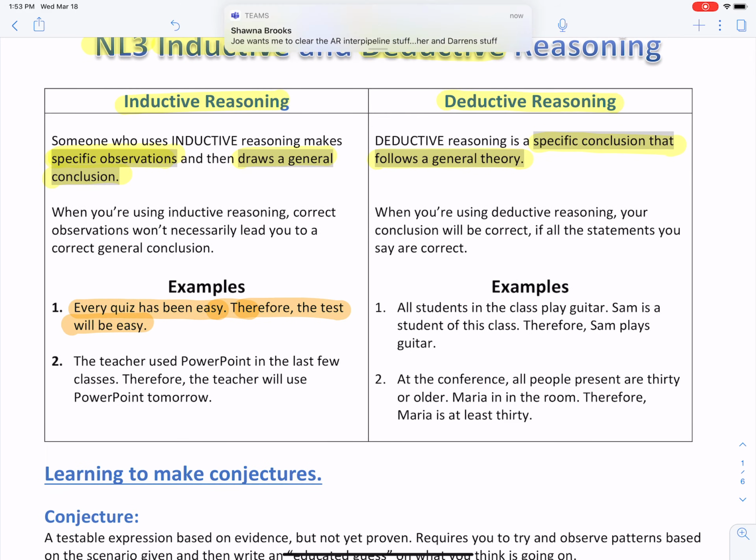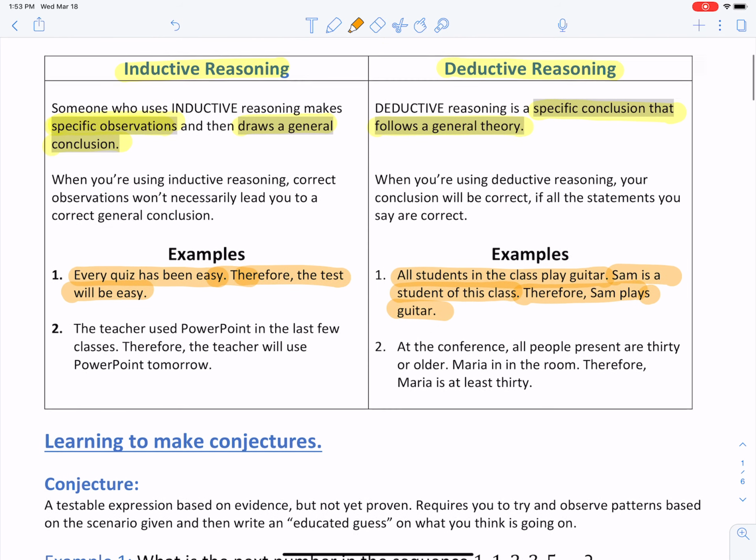Okay, this one is a little different because all students in the class play guitar. Sam is a student of the class, therefore he's going to play guitar. That's going to be a true statement because you're coming from it based on the theory that we have here. All the students in the class are playing guitar, so he's a kid in the class, and therefore he has to be able to play guitar.